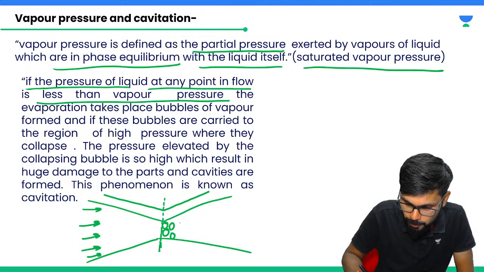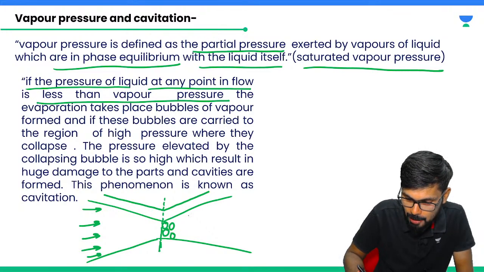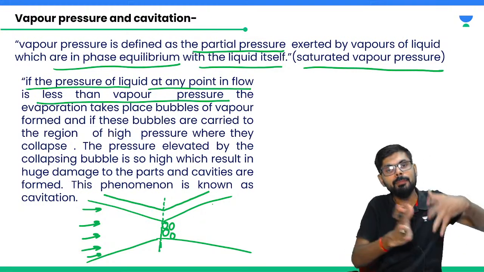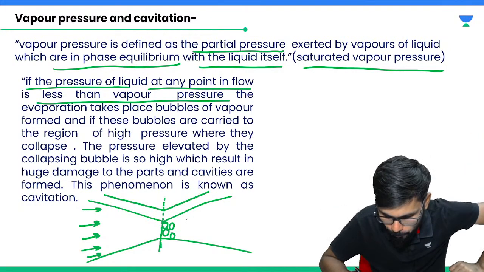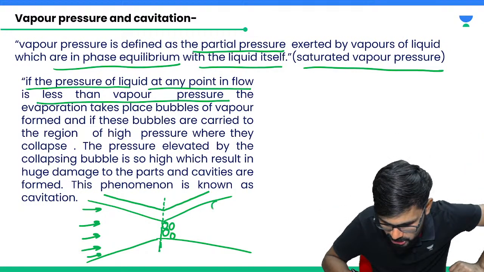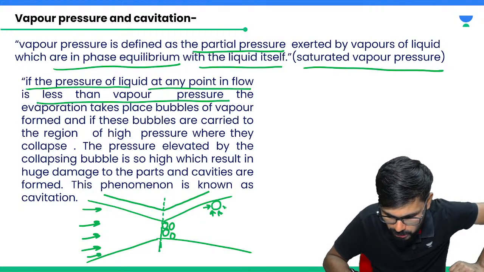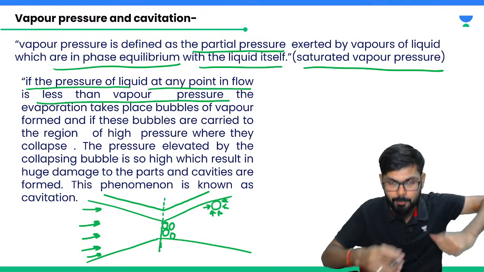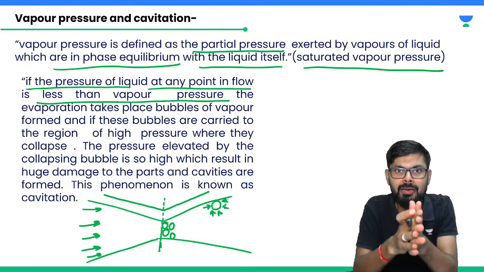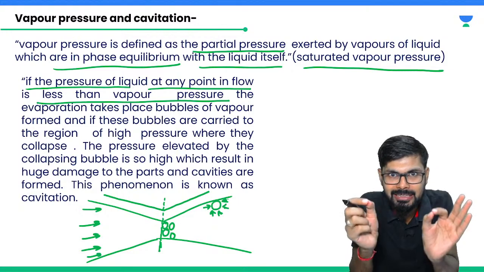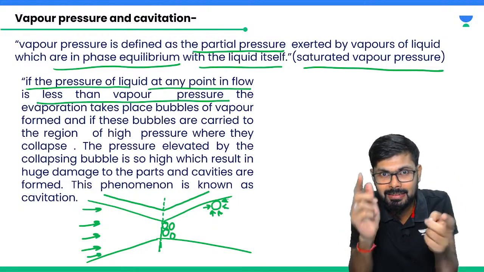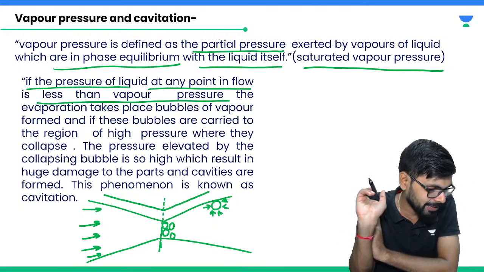And when these bubbles are carried out to the high pressure region, अब pressure बढ़ रहा है ना, इधर area बढ़ रहा है मतलब pressure बढ़ रहा है. So pressure बढ़ेगा and when it reaches here, pressure will be very very high, तो क्या burst हो जाता, it will break, it will burst. When it bursts, what will happen? Then it will create cavities. And that phenomenon is called cavitation.